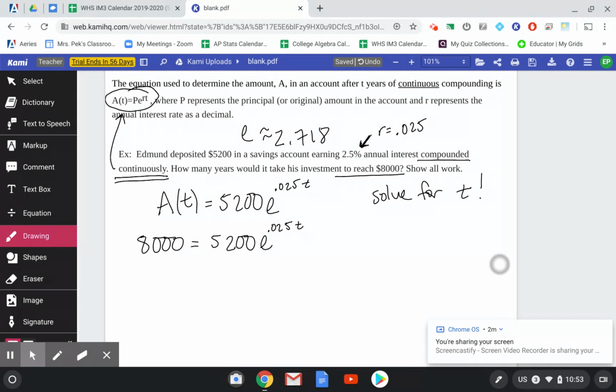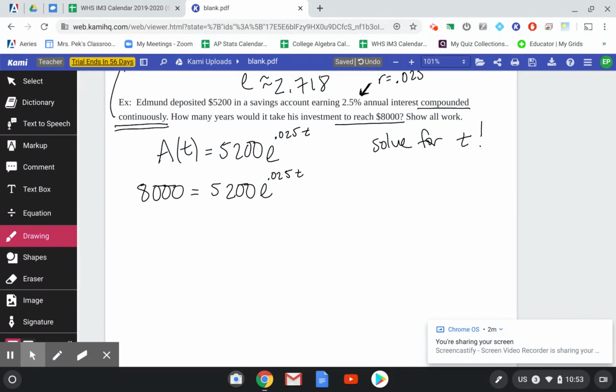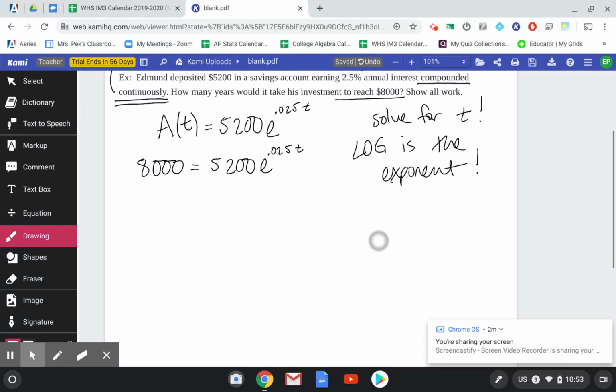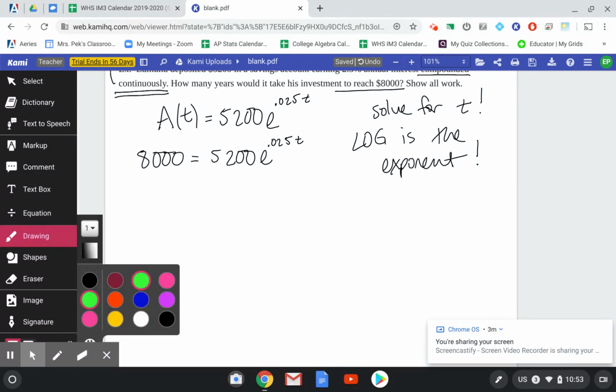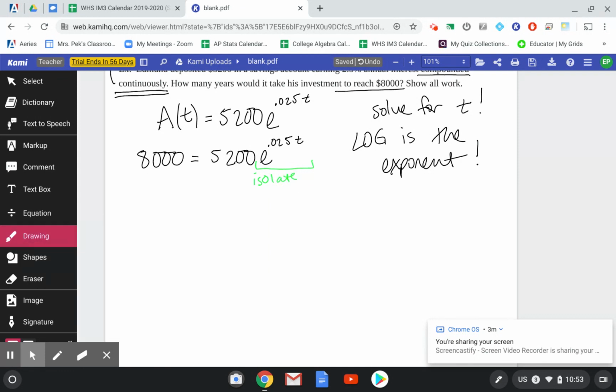Now, this is a little different than the other interest rate problems we've done because this is the first time we're solving for part of the exponent. If you haven't watched my previous lessons from this unit and the last unit in chapter 12, we talked about logarithms. And remember, the log is the exponent. So if I need to solve for the exponent, I'm going to need to use a log. Before we can use a log, we need to isolate this piece here, so I need to isolate this part before I can use a logarithm.